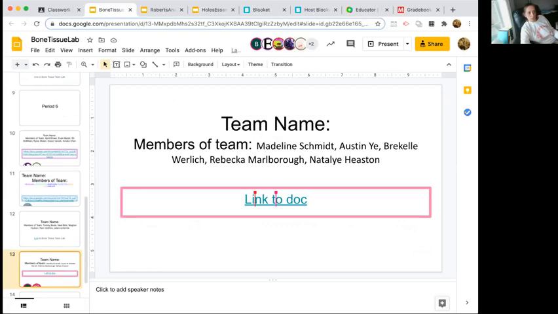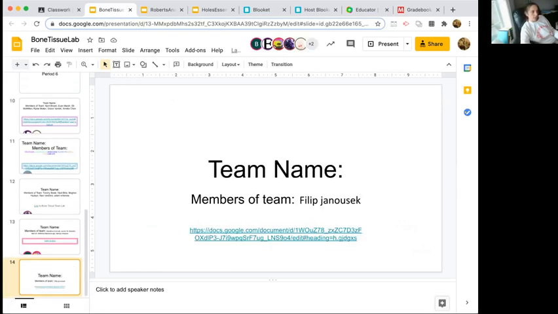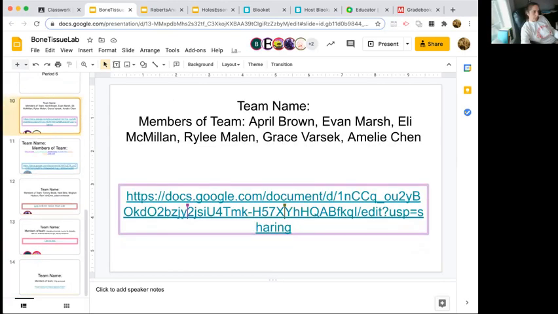Madeline, Austin, Brickell, Becca, and Natalie are on a team. And then Philip. So Philip's going to have to juggle recording information and the bone stuff if you're going to get your points right now.